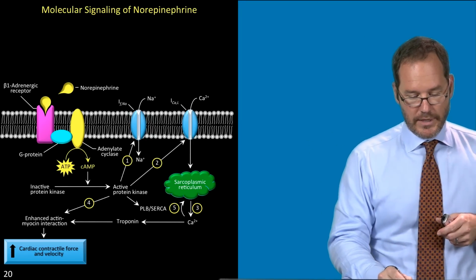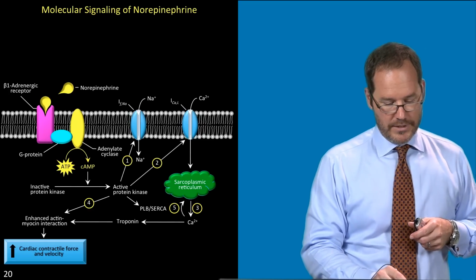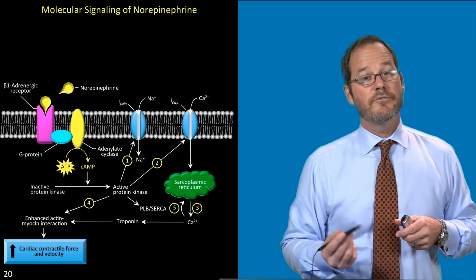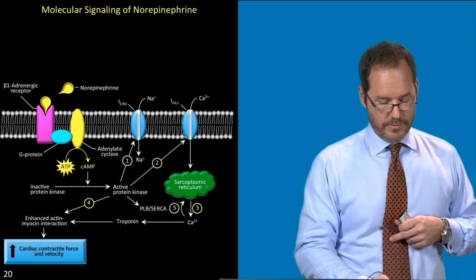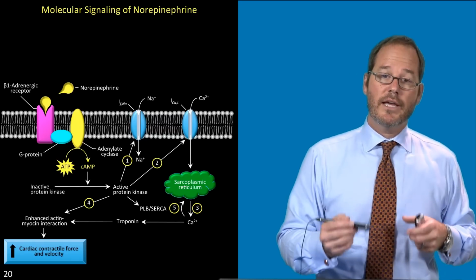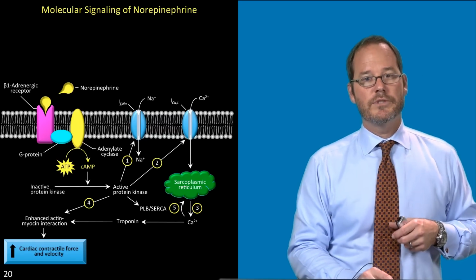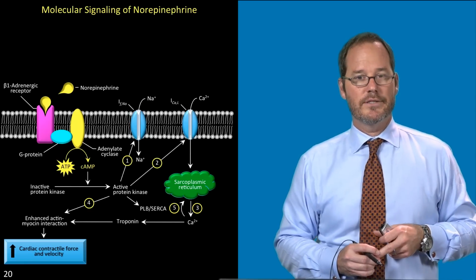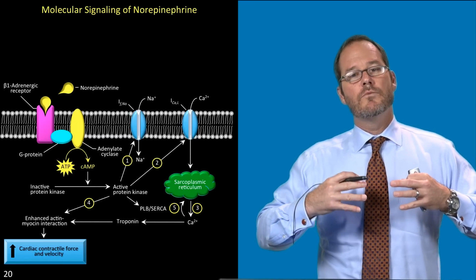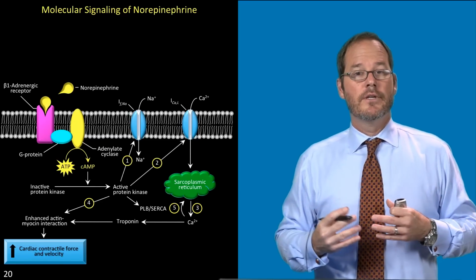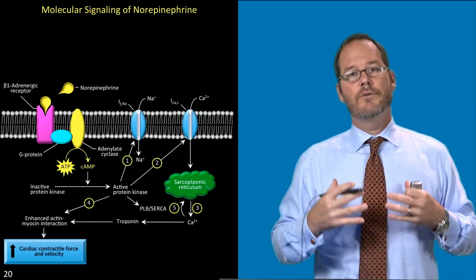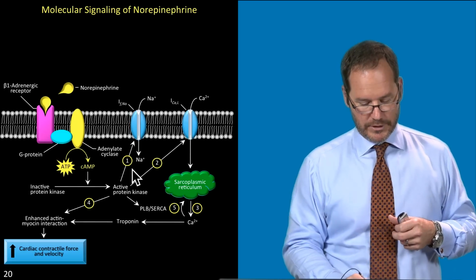And stimulation of beta-1 adrenergic receptors is linked through a G protein that causes activation of adenylate cyclase. And as you may know, adenylate cyclase converts ATP into cyclic AMP, and cyclic AMP activates inactive protein kinases into active protein kinases. And it's these active protein kinases that then alter, usually by phosphorylation, different proteins to cause the response to the adrenergic stimulation.